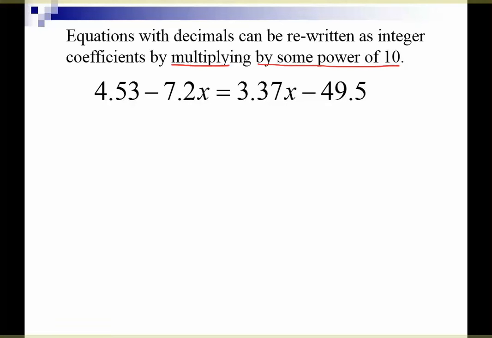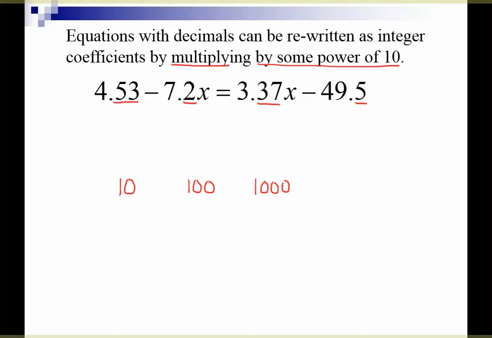And maybe you're already thinking about what that's going to be. Are we going to multiply by 10? Are we going to multiply by 100? Is it going to be 1,000? Is it going to be something bigger than 1,000? And really what we want to do is use the smallest number that will accomplish integer status for all of our numbers. So let's take a look at the 4.53. This guy goes all the way out to the hundredths place, whereas 7.2 only goes out to the tenths. And we see a similar story on the right side of the equation. The 3.37 goes all the way out to the hundredths place, and the 49.5 goes only out to the tenths.